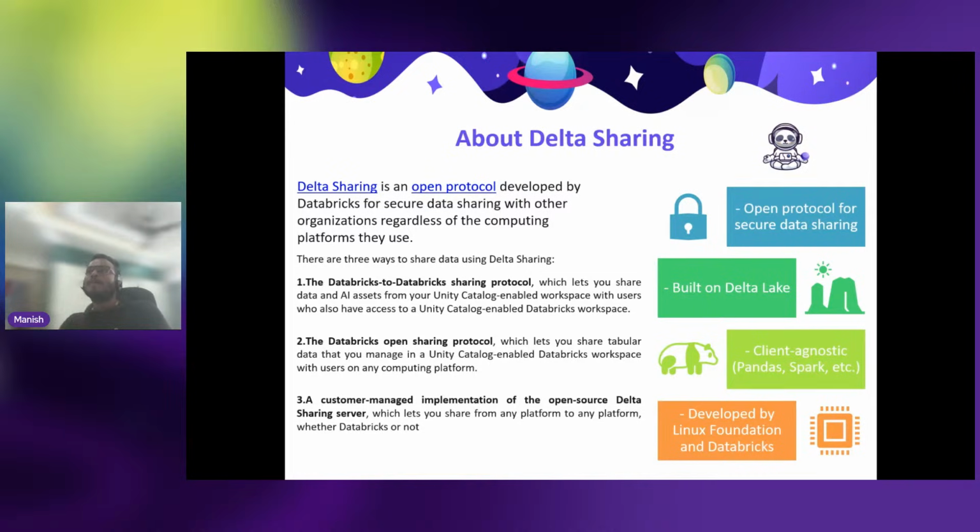The third part is custom managed, in which Databricks is not mandatory. That means if you don't have Databricks at the source level or at the recipient level, you will still be able to share the data. That is custom managed, and you have to create a custom protocol to implement the third type of sharing.